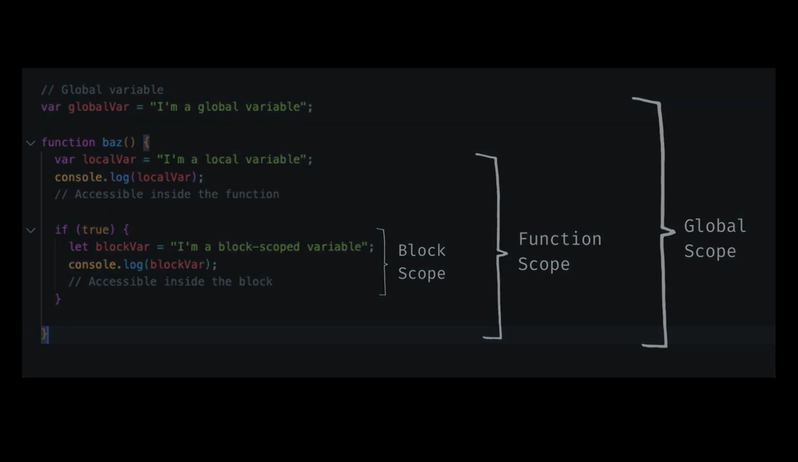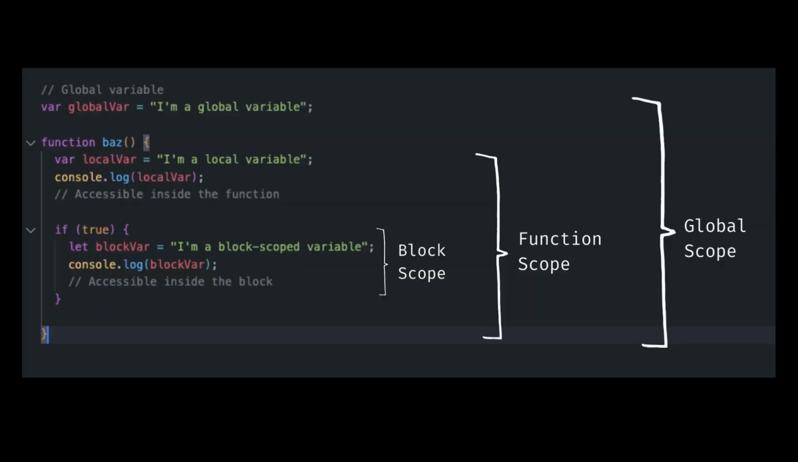So let's take an example right here. In this given code, we have a global variable declared on the top. Now this global variable is not within any function or an if block or any other conditional block. So this is supposed to be in a global scope. Now if you look at the next line, there's a function baz. Whatever code is written in a function is said to be in a function scope.